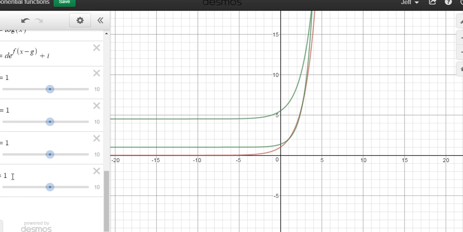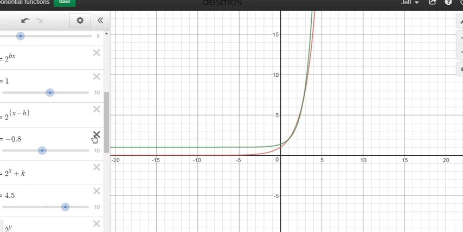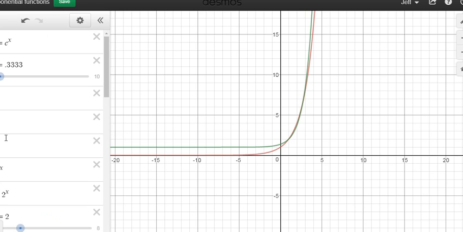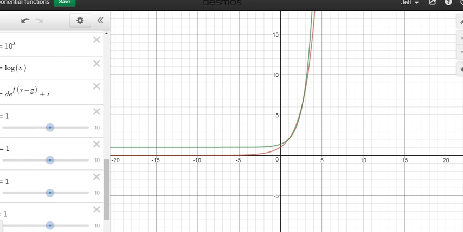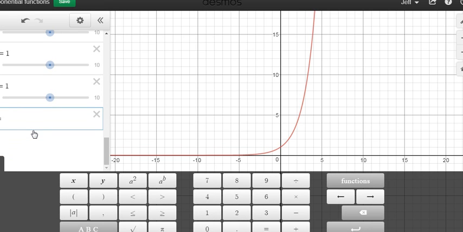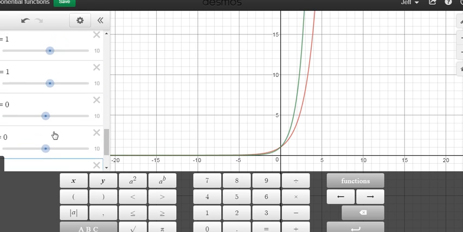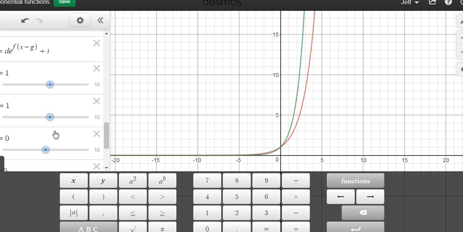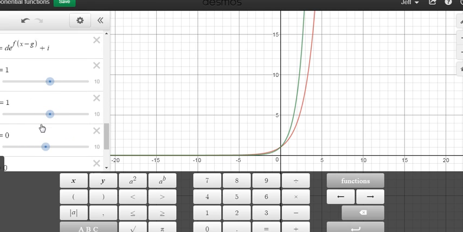Okay, so I had to use different letters so I could get sliders here. So D is like our A, F is our B, G is our H, I is our K. All right, so I'm going to deselect this one. Which other one's on? 2 to the X. Oh, I've got this. Okay, but some of them are at 1. D is 1, that's fine. F is 1, that's fine. G should be... no, this should be 0, and this should be 0. Oh, the other one's 2.